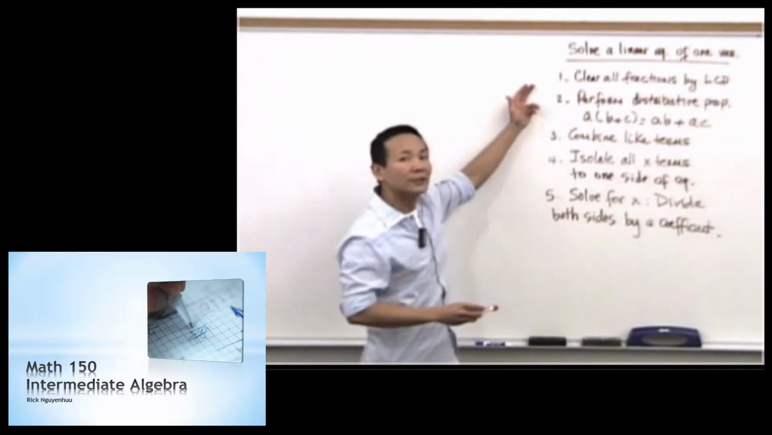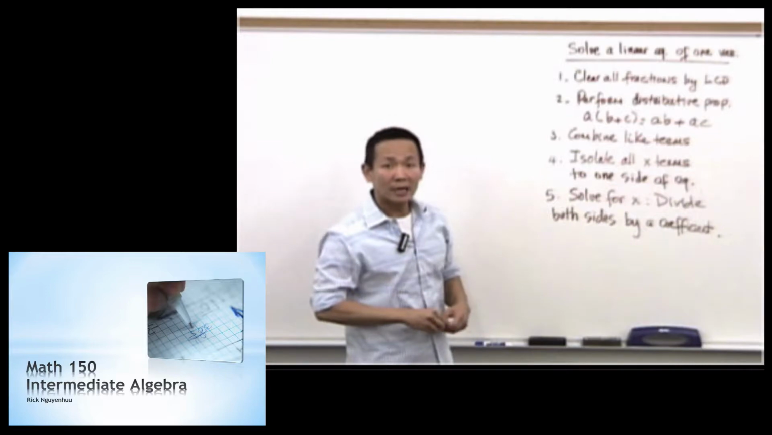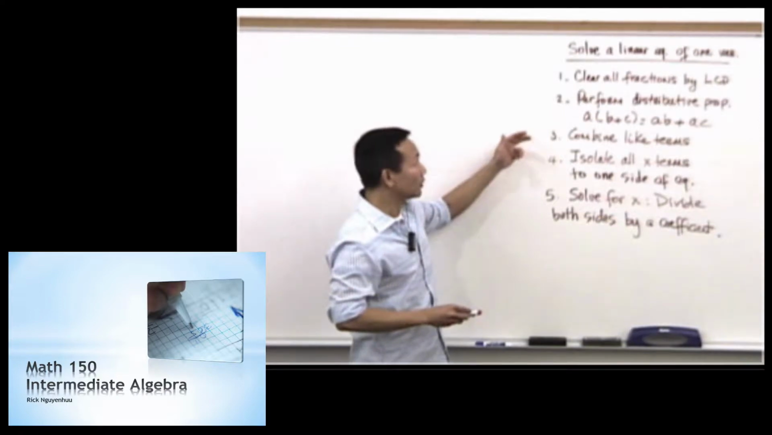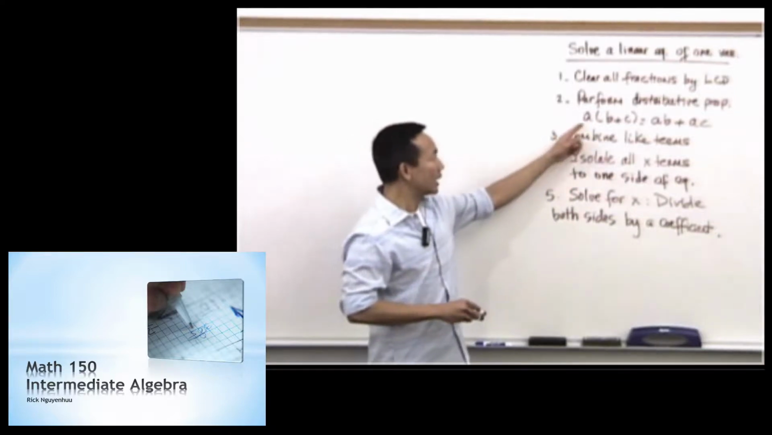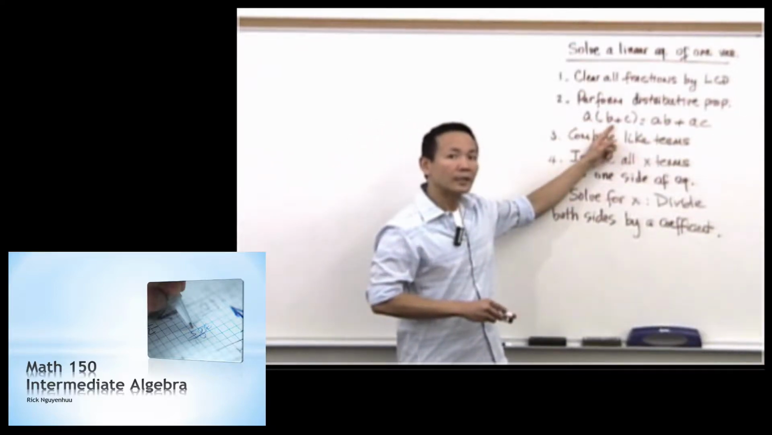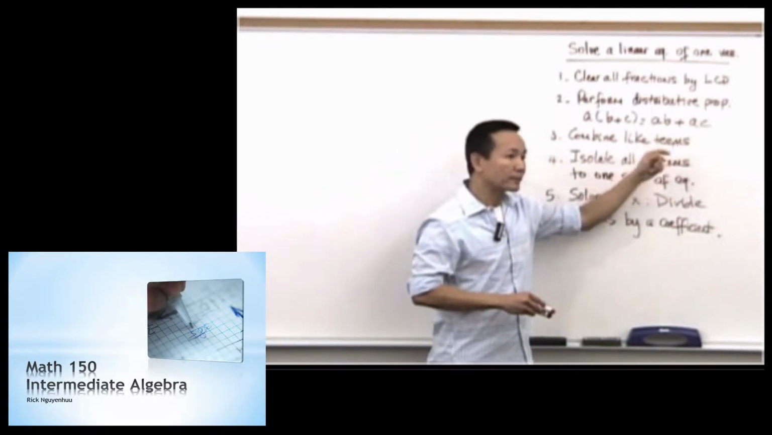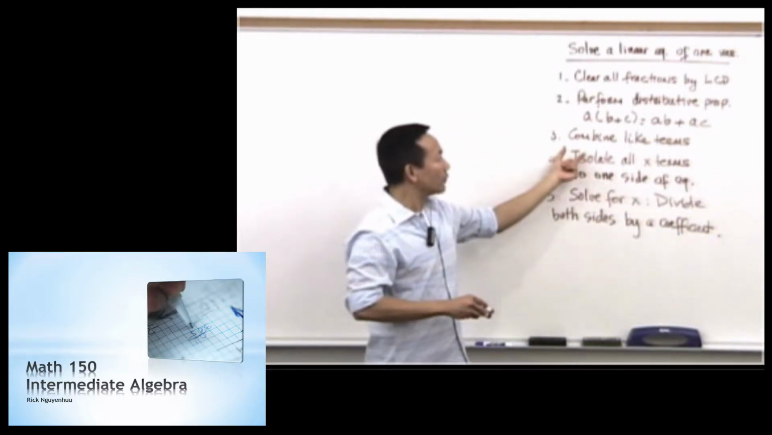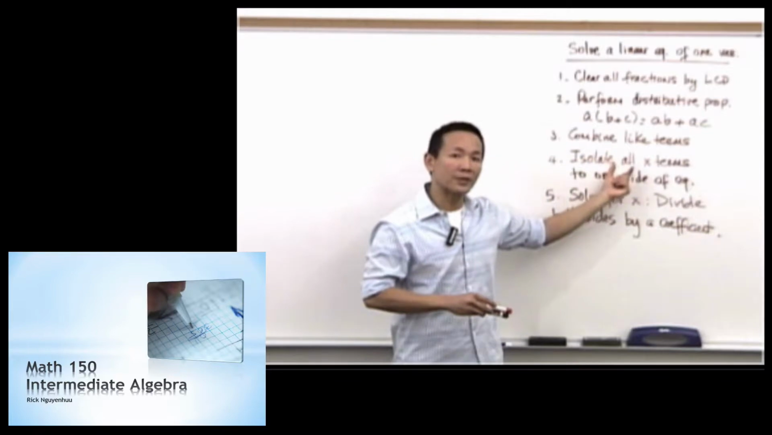Step number one, if you see any fractions in the equation, you can clear them. You multiply every single term of the equation by the LCD, which we call the least common denominator. And step number two, perform the distributive property. And what is the distributive property? A times the quantity of B plus C equals A times B plus A times C. After you do that, you check for like terms, then you combine them together, and you do that to each side of the equation.